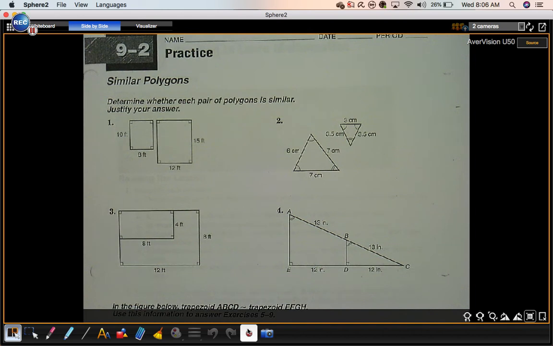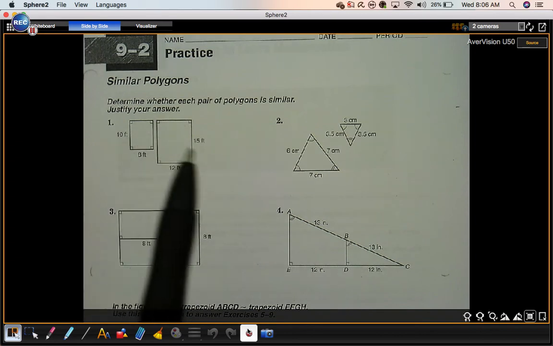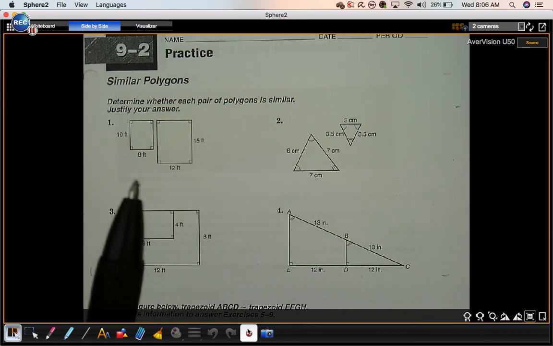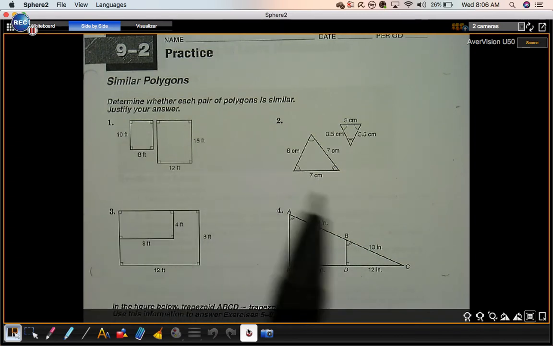Section 9.2 on similar polygons. We're going to determine whether each pair of polygons is similar. These first two are pretty standard. You need to check to see if the corresponding angles are congruent. Also, you need to see if the corresponding sides are proportional.